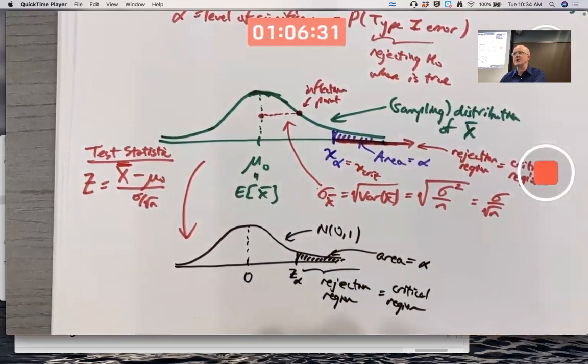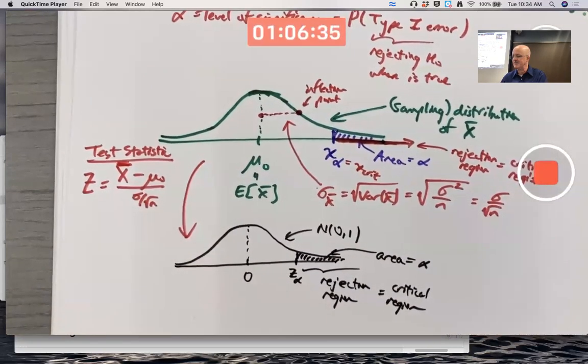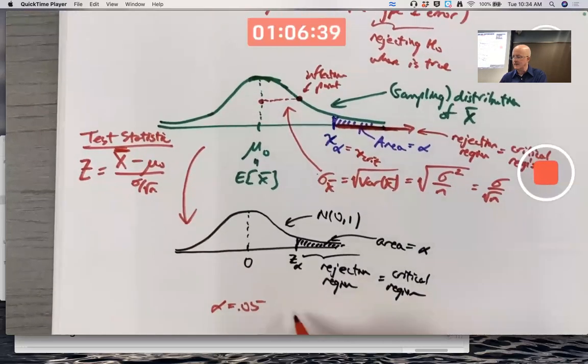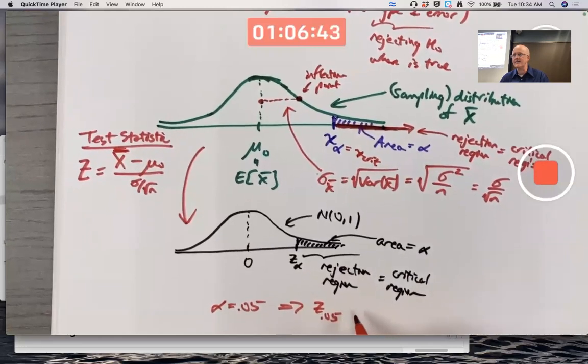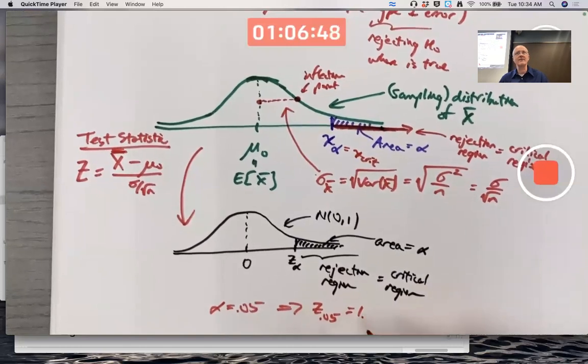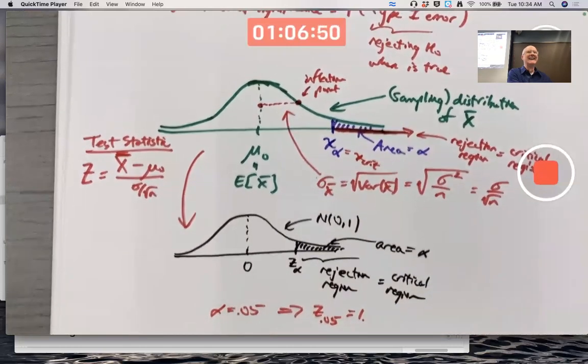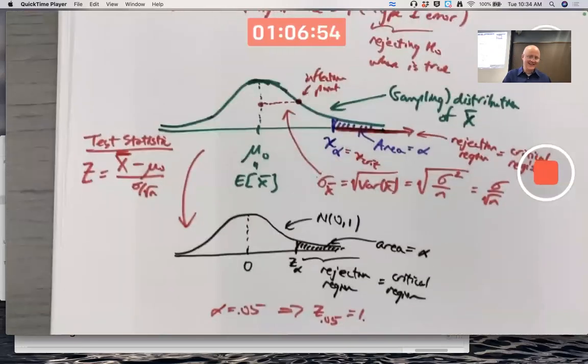When we think about the rejection region in terms of Z, so for example, if alpha is 0.05, Z sub alpha is Z sub 0.05, that should be 1.645 if memory is serving me correct. Let's use technology.